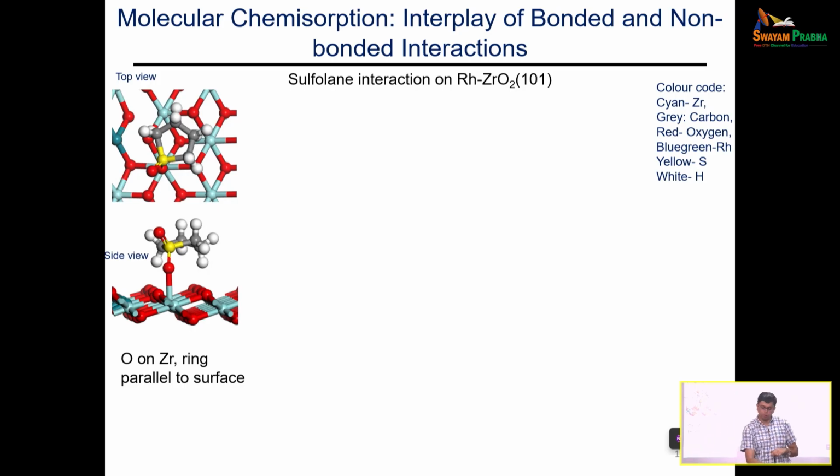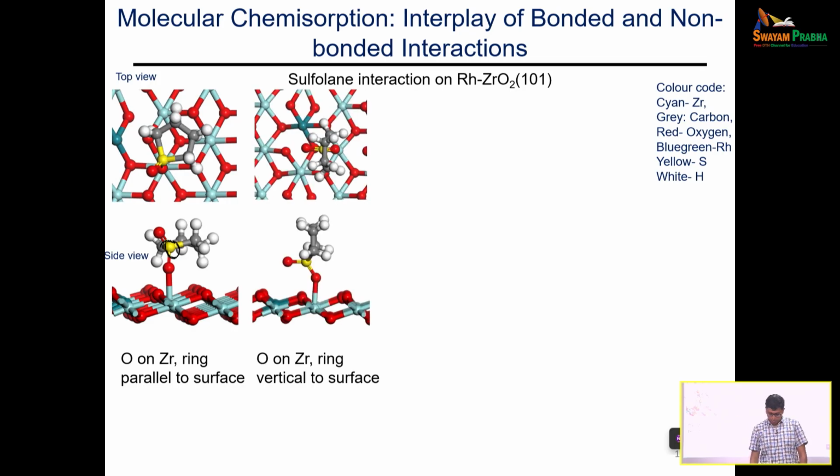So, this is a molecule called sulfolane. It's a solvent. It has sulfur, which is this yellow color that you have. Oxygen is in red. White balls are all hydrogen. Gray is carbon. And this particular material is zirconium oxide. So, the cyan is zirconium atoms, and oxygen is red. So, this is sulfolane adsorbing on a zirconium atom. This is adsorbing in a slightly different way. One is vertical, one is horizontal.